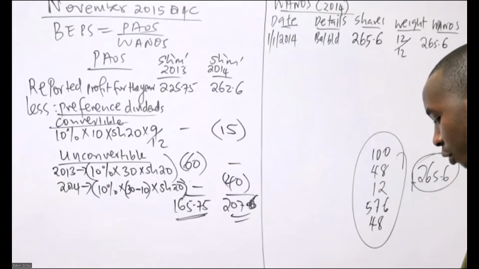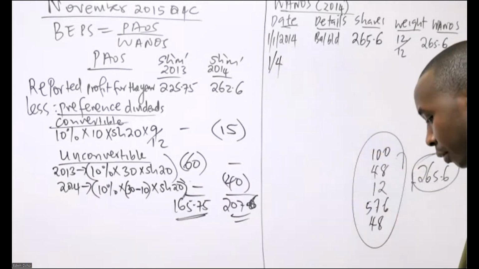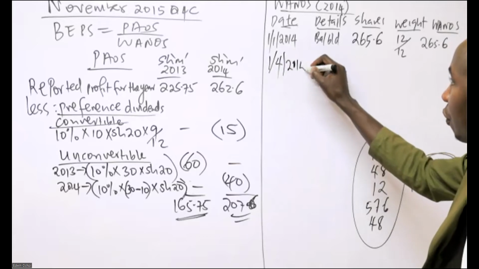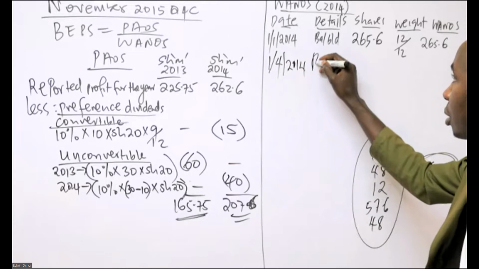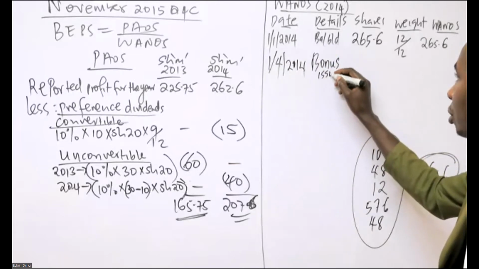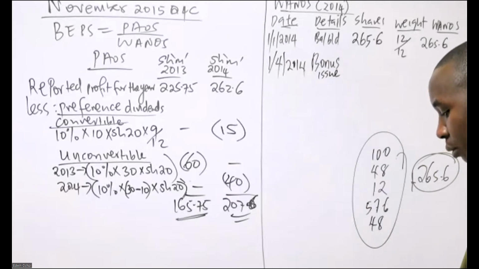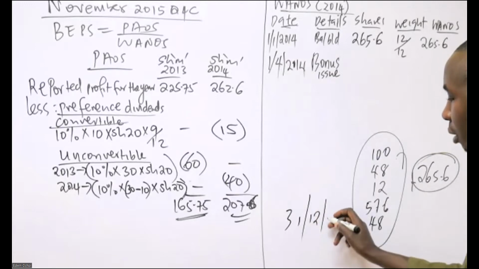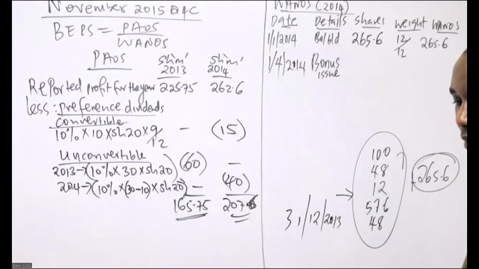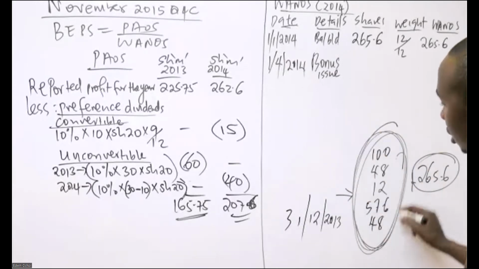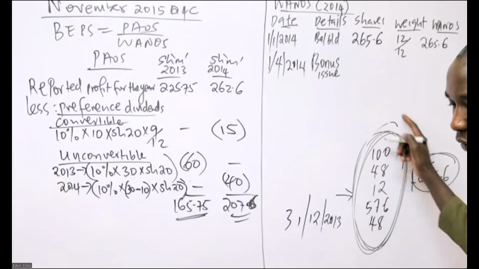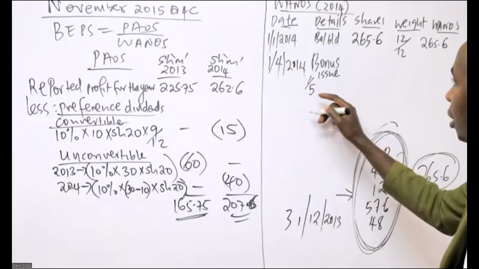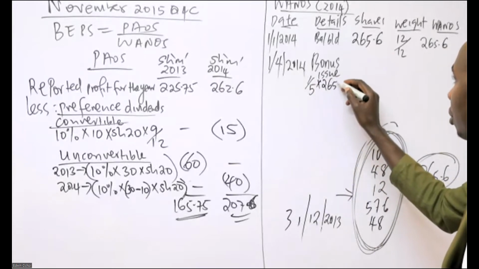Then we were under note 4, 1st March 2014. For 1st March 2014, a bonus issue is what took place. On which proportion? The company issued 1 fully paid bonus share for every 5 ordinary shares outstanding as at 31st December 2013. The ones outstanding as at 31st December 2013 are just the balance brought down. This is what was outstanding from the previous year. So in which proportion? 1 for every 5 times 265.6.